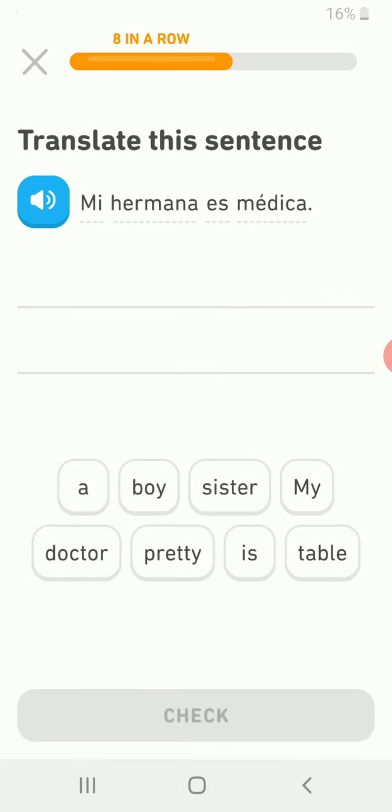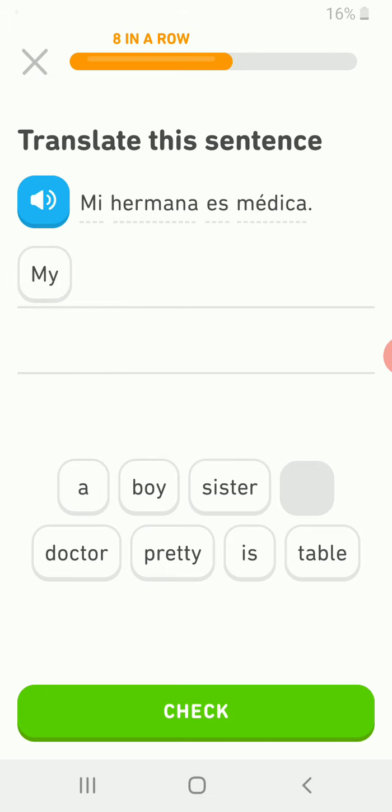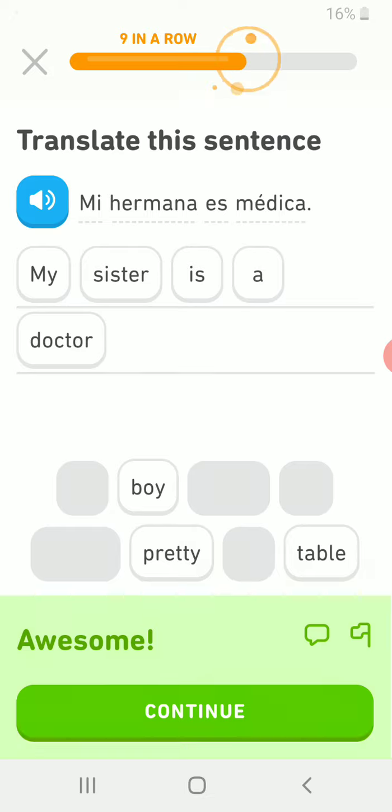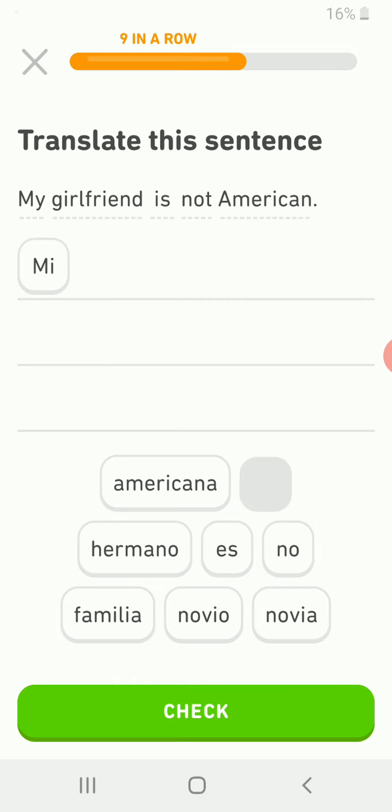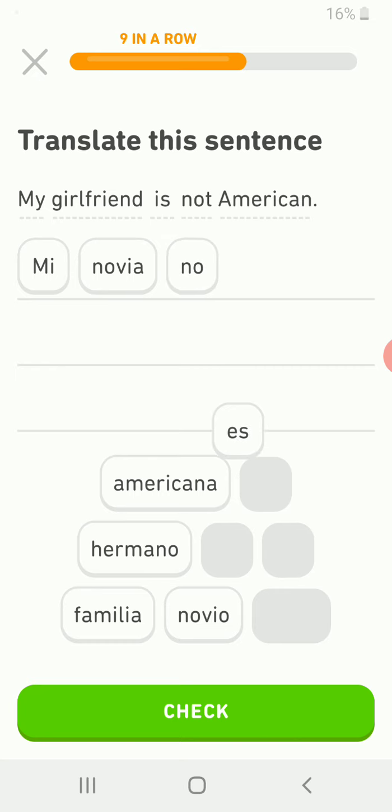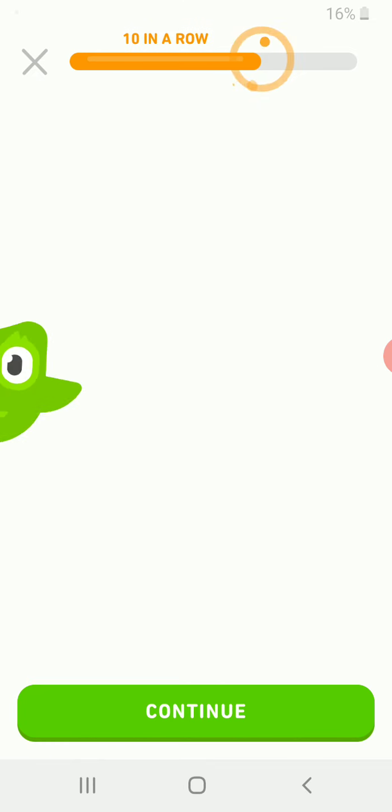Mi hermana es médica. My sister is a doctor. And my girlfriend is not American. My girlfriend, mi novio. It's not novia. No es americana.